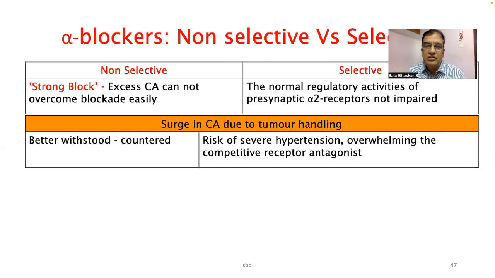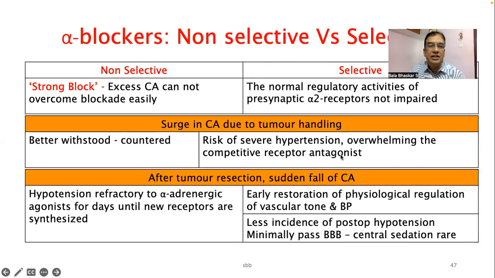So what is the consequence? What do you understand out of this? Whenever there is a surge in catecholamines due to tumor handling intraoperatively, they are better withstood and countered by the presence of non-selective alpha-1 and alpha-2 antagonists in the circulation. And if we are using alpha-1 selective agents, which are generally short-acting, there is risk of severe hypertension overwhelming the competitive receptor antagonist.